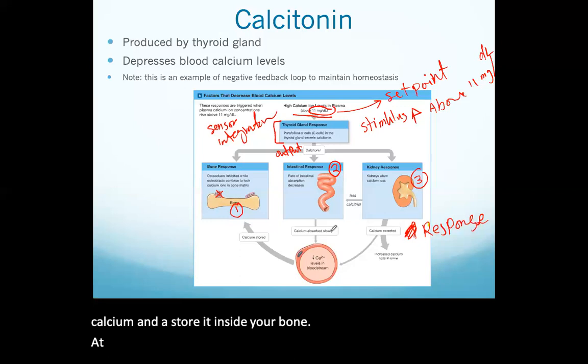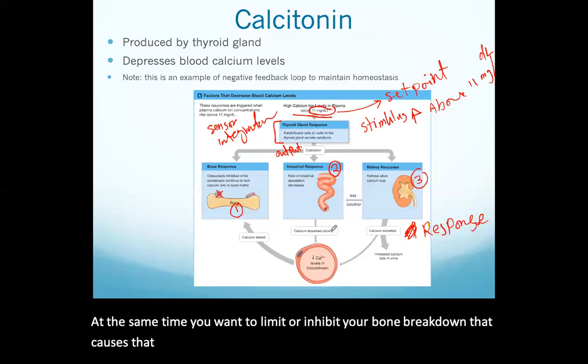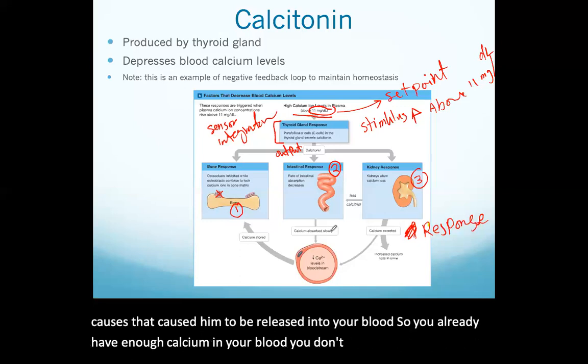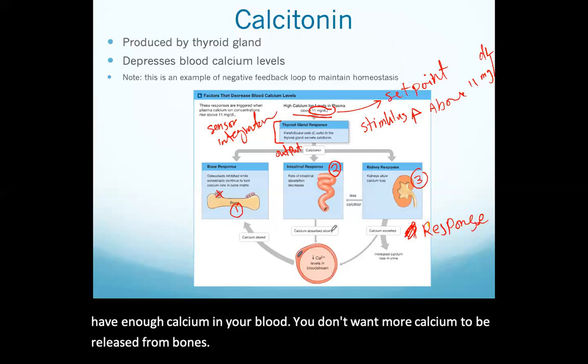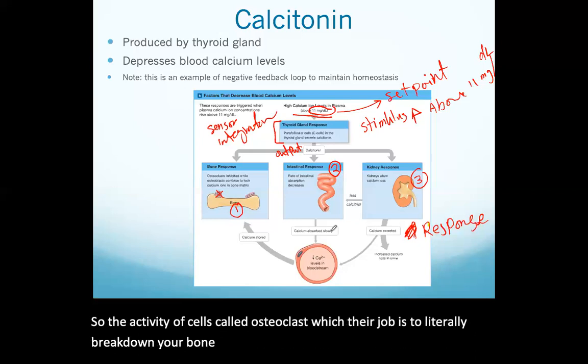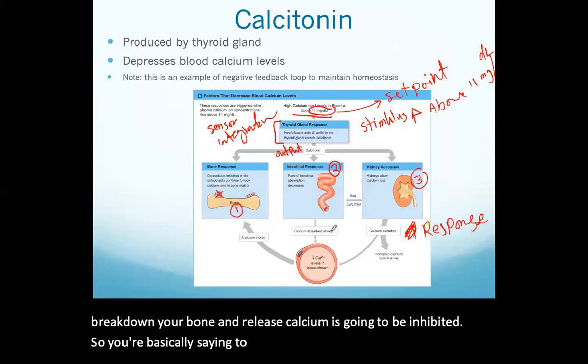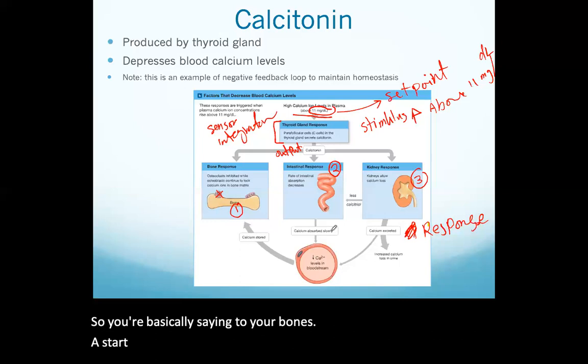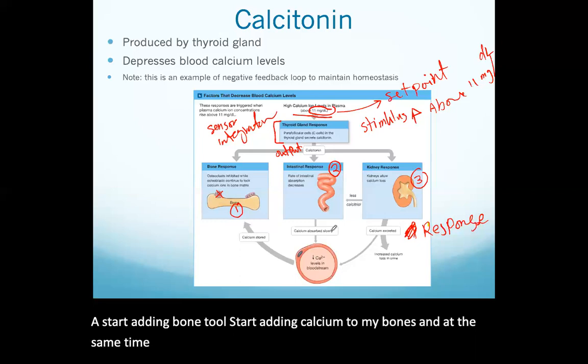At the same time, you want to limit or inhibit your bone breakdown that causes calcium to be released into your blood. You already have enough calcium in your blood. You don't want more calcium to be released from bones. So the activity of cells called osteoclasts, whose job is to literally break down your bone and release calcium, is going to be inhibited. So you're basically saying to your bones, start adding calcium to my bones, and at the same time, stop breaking down my bones.